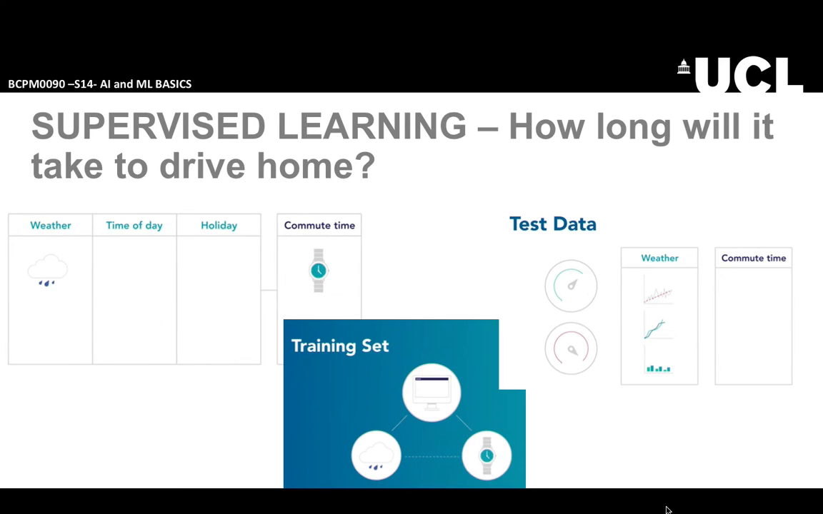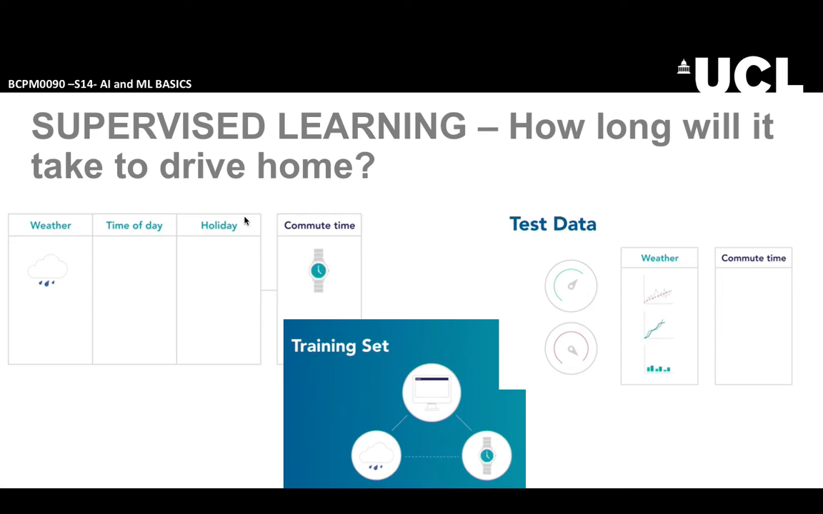So an example of supervised learning would be if we want to know how long it will take to drive home, based on data from weather, time of the day, and whether we are on holiday or not. The first step would be to create a set of labeled data. This data would include weather conditions, time of the day, and whether it's a holiday. These are your inputs. The output would be the amount of time it took to drive home on a particular day. The first thing that you want to do is to create a training set.